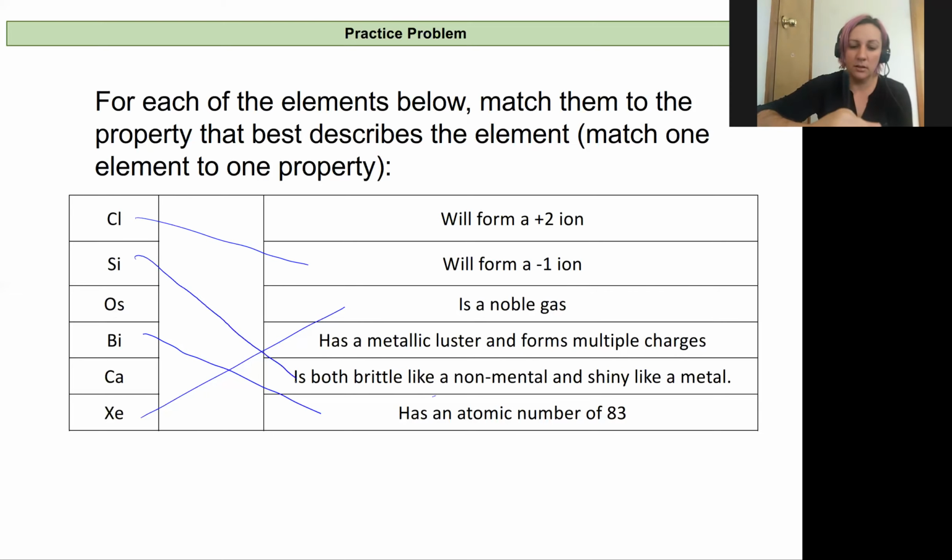Now I have forms a +2 ion left, and has a metallic luster and forms multiple charges. Metallic luster means I'm going to have a metal, and the multiple charges indicate that it's probably a transition metal and not one of my main group metals in the first 2 rows. Comparing my last two, I have osmium and calcium. Calcium is a main group element in the 2nd group, and osmium is a transition metal. So I'm going to match osmium with the transition metal, leaving calcium to be my +2 ion. And it would, because it's in that 2nd group, form a +2 ion.